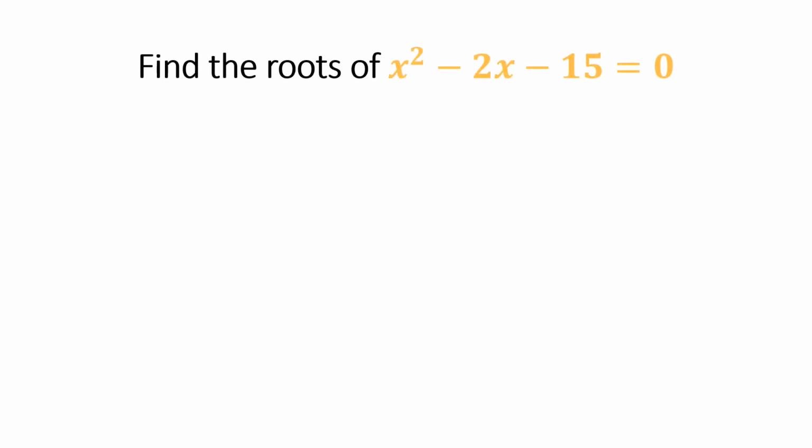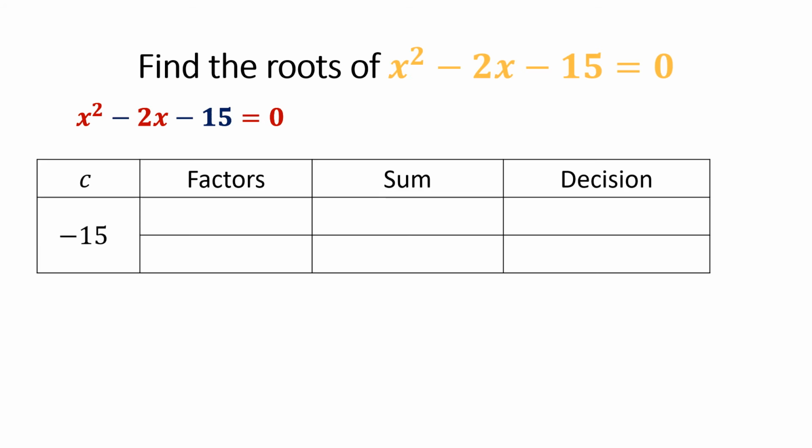Let's have another example. Find the roots of x squared minus 2x minus 15 is equal to 0. Now, our quadratic equation is x squared minus 2x minus 15 is equal to 0. Analyzing now our c, that's negative 15. Now, that is negative, so one factor should be negative and one positive. Okay, let's have now the table. C is negative 15. Again, factors to consider, one positive, one negative. So we have now negative 3 times 5. That is negative 15. Let's get the sum. The sum is 2. Therefore, we need to reject that.